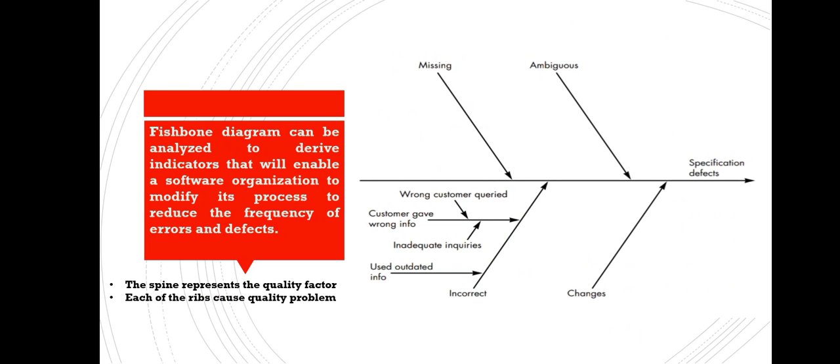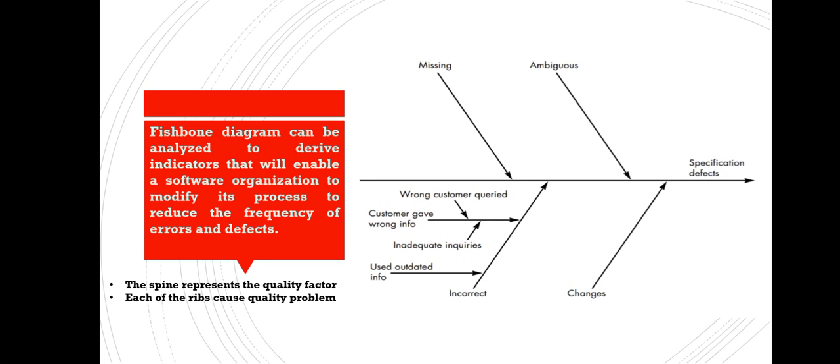Next, we will be discussing the fishbone diagram, which is used to analyze and also derive indicators that will enable a software organization to modify its process to reduce the frequency of errors and defects. Through this diagram, we can analyze the indicators in such a way that any organization's process can be modified in order to reduce the number of errors and defects.